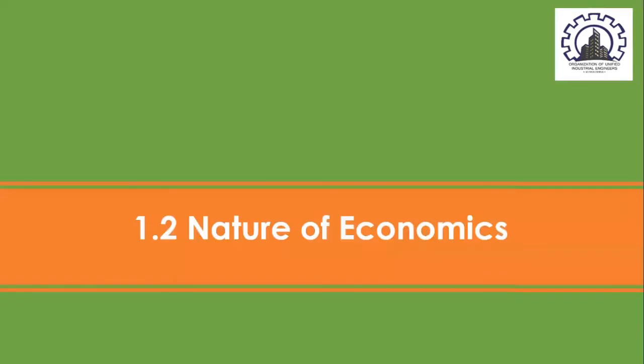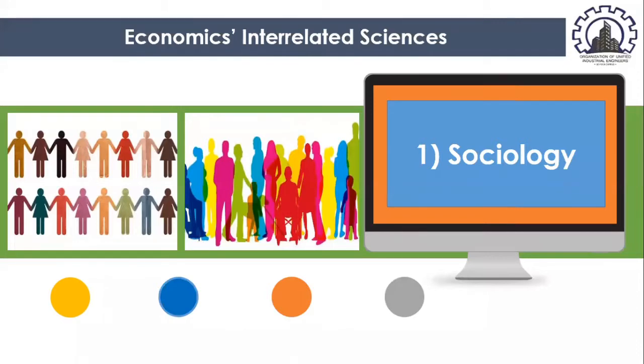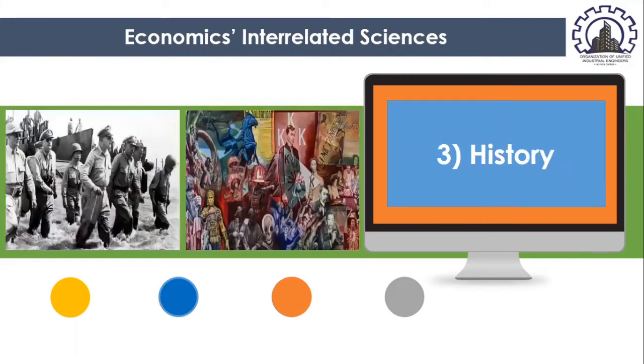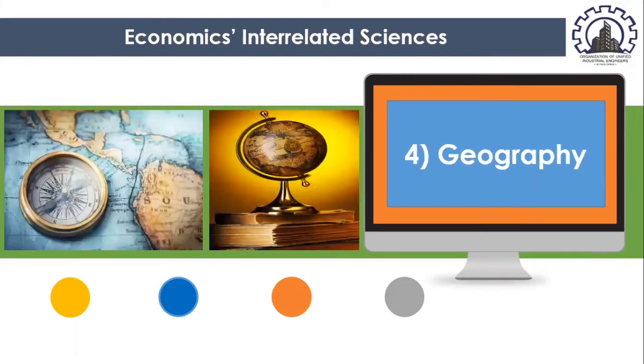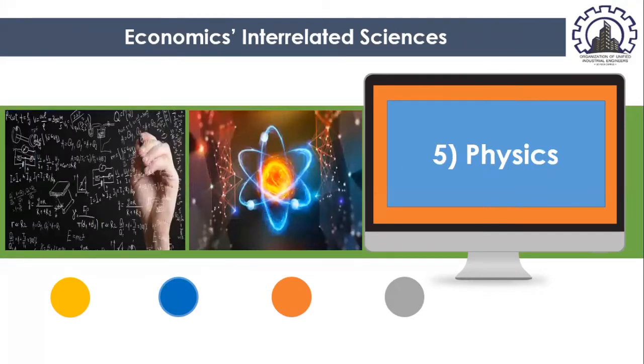Now, moving on to our second key area of our discussion, that would be the nature of economics. Economics is classified as a social science because it deals with the study of man's life and how he lives with other men, correct? It is interdependent with other sciences like sociology, political science, history, geography, and physics. It is even affected by religion.